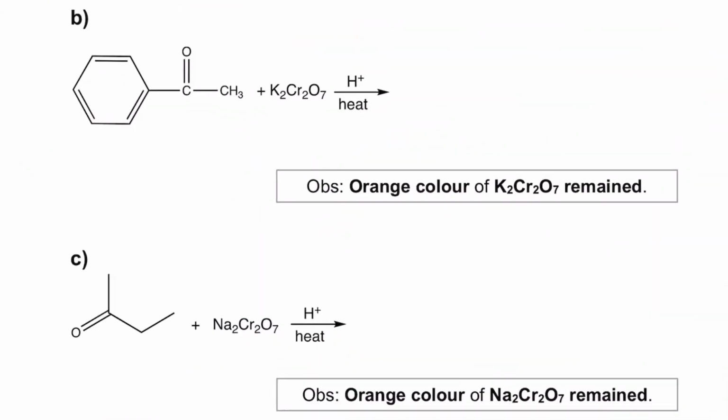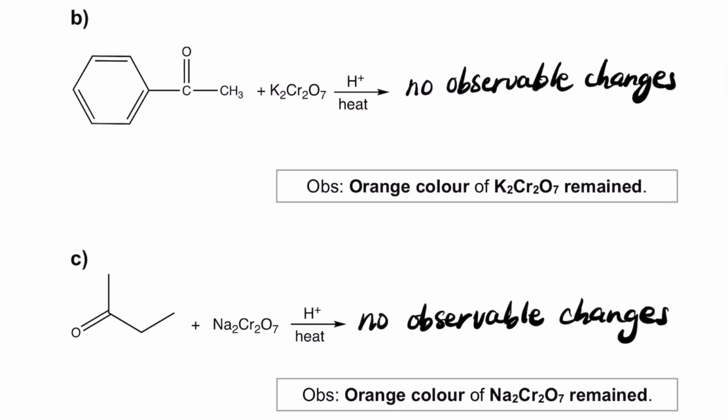And the same one goes for B because we have ketone here and also ketone here. Either you use K2Cr2O7 or Na2Cr2O7 in acidic condition and heat, awak tetap akan dapat negative result. So you should put no observable changes for both of them. So settle for oxidation of ketone.